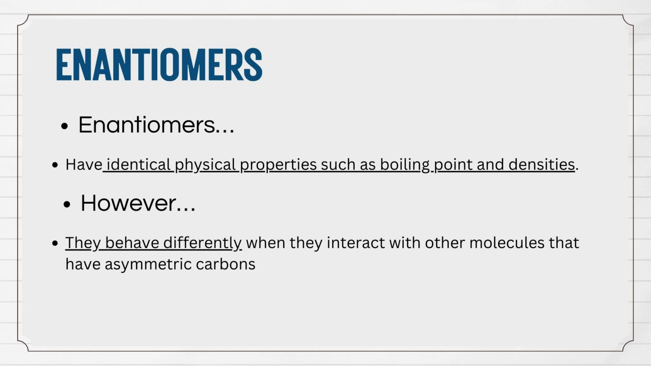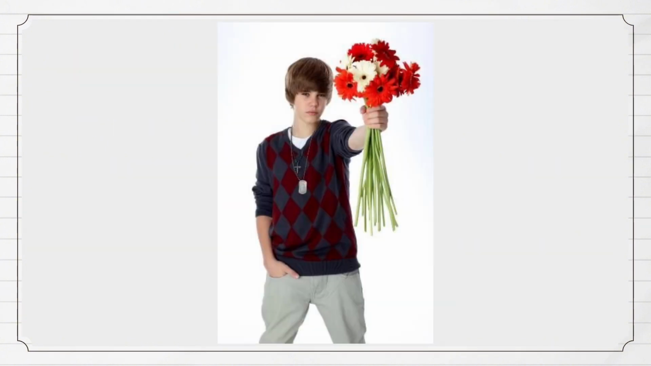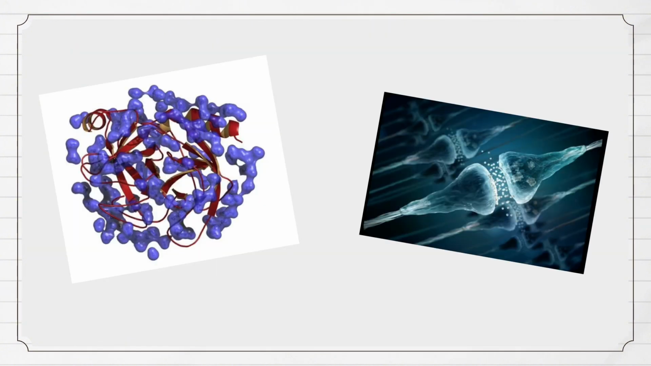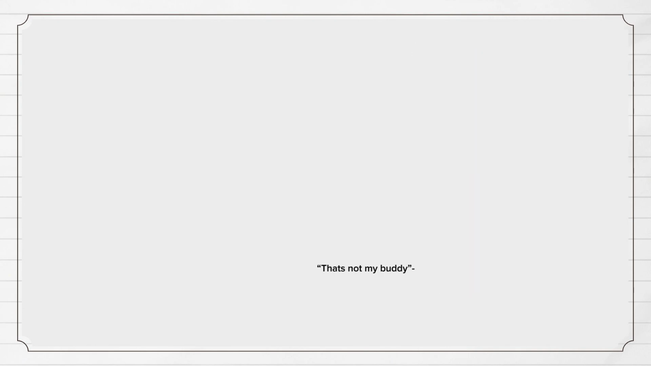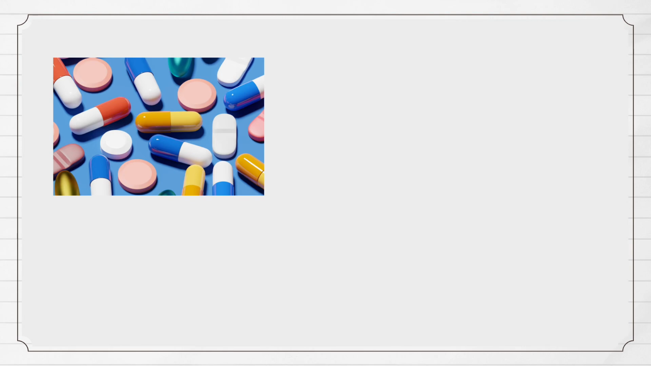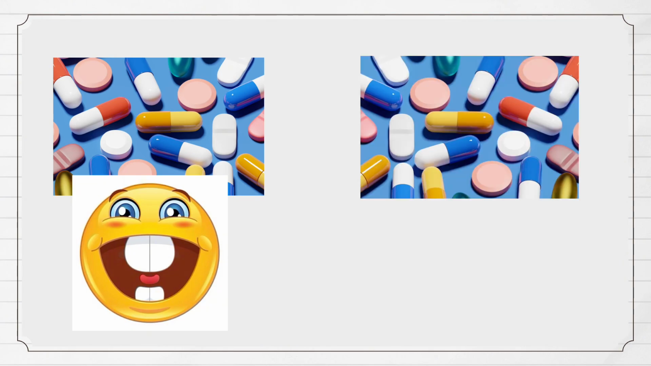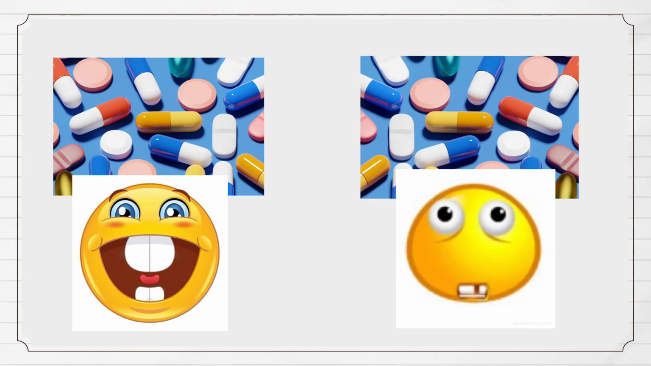Enantiomers have identical physical properties such as boiling points, melting points, and densities. But what makes them fascinating is how they behave differently in biological systems. Many biological molecules, like enzymes and receptors, are chiral themselves, meaning they can tell the difference between enantiomers. One enantiomer of a drug might be effective, while its mirror image could be inactive or even harmful.